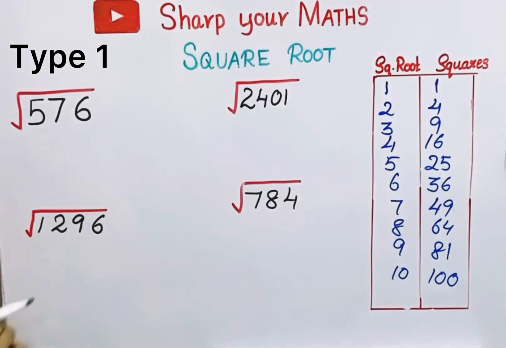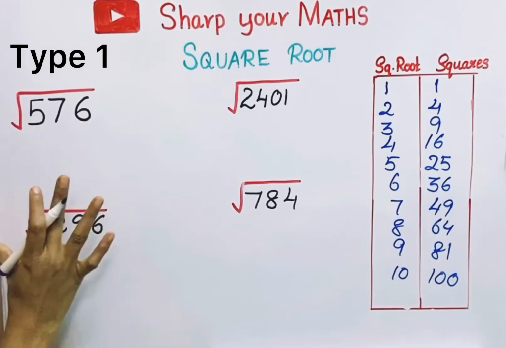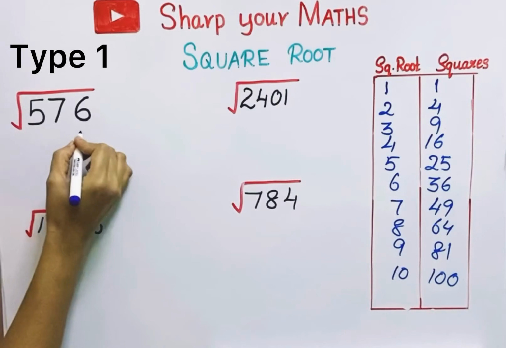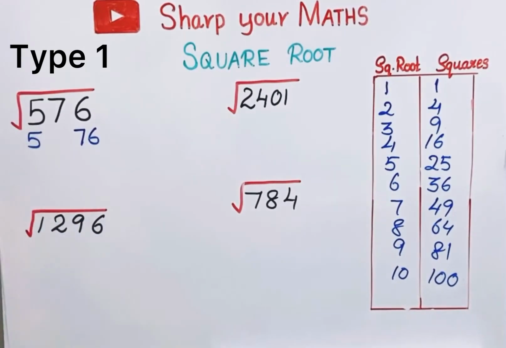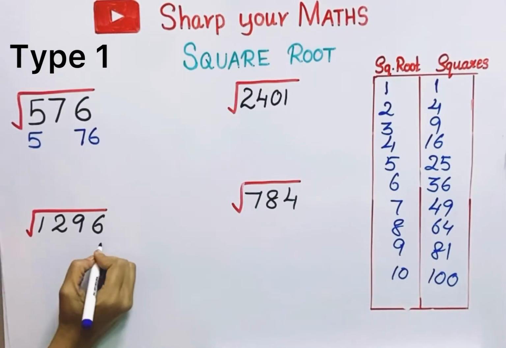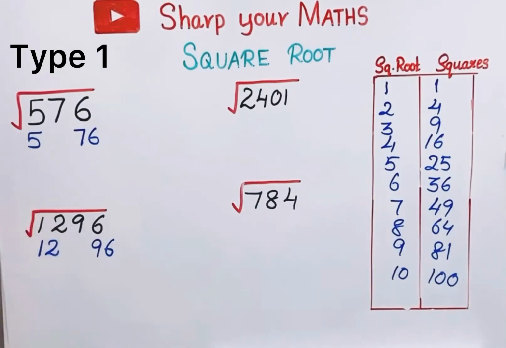So now let's find out the square root of these numbers. First step, take the number and separate it into groups. Take the last 2 digits, this is one group. The remaining digit is another group. Take the number, separate it into groups. The last 2 digits are one group, the remaining 2 digits another group. This is the first step.